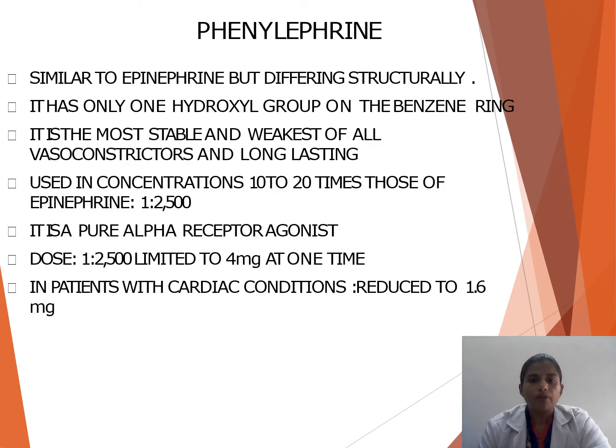Phenylephrine. Similar to epinephrine but differing structurally. It has only one hydroxyl group on the benzene ring. It is the most stable and weakest of all vasoconstrictors and long lasting. Used in concentrations 10 to 20 times the dose of epinephrine, 1:2500. It is a pure alpha receptor agonist. Dose 1:2500, limited to 4 mg at one time. In patients with cardiac conditions, it is reduced to 1.6 mg.